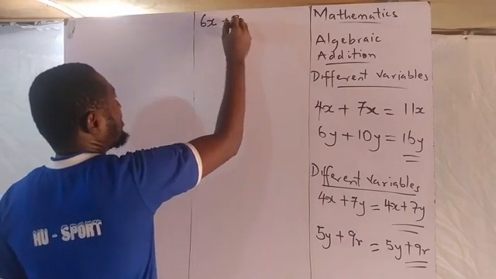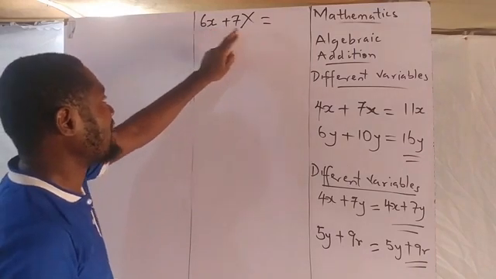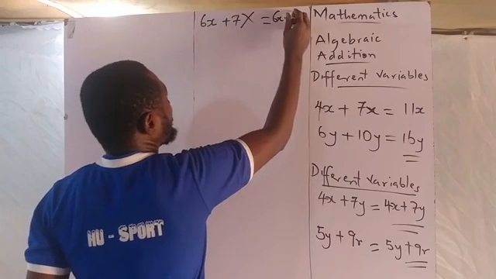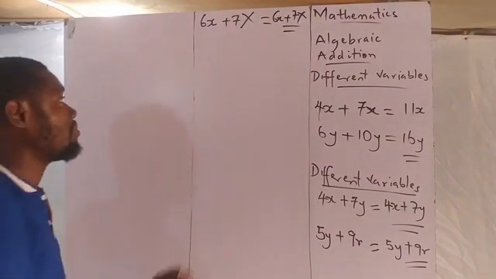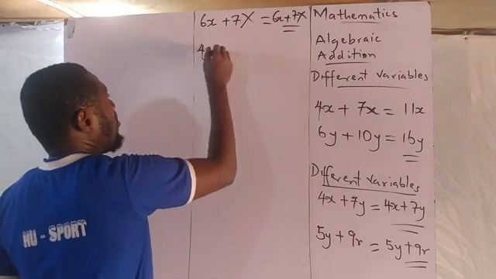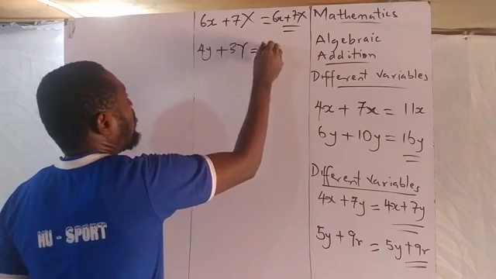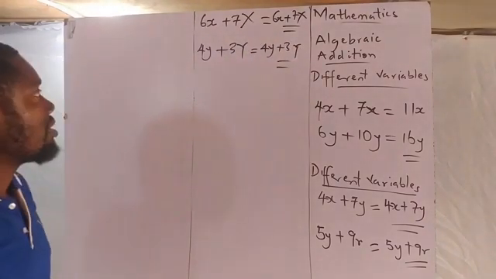6x plus 7X. Look at those two types of x. One is small letter x, one is big X. My answer will still be 6x plus 7 capital letter X. That is my answer. They are not the same. 4y plus 3 capital letter Y. My answer is still 4y plus 3 capital letter Y, because the two y are not the same.